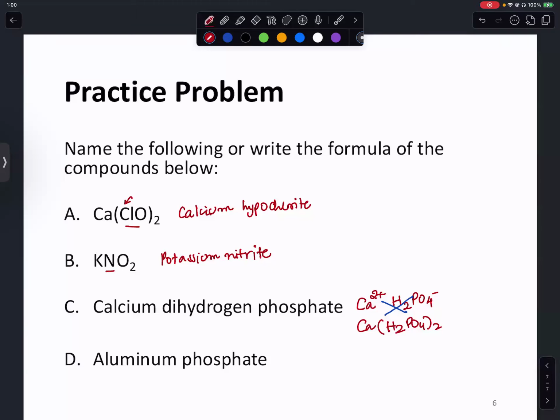Now the last example that we're working on, or practice problem, is aluminum phosphate. Aluminum is Al3 plus. And then we have phosphate, which is PO4 3 minus. Doing the crisscross method, we have here Al3(PO4)3. Do not forget to reduce to the lowest terms. So we have AlPO4.